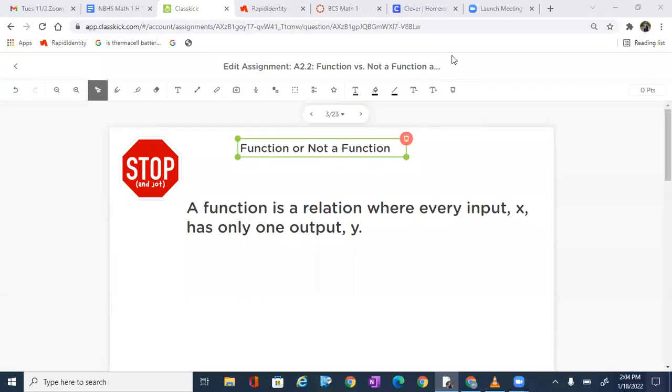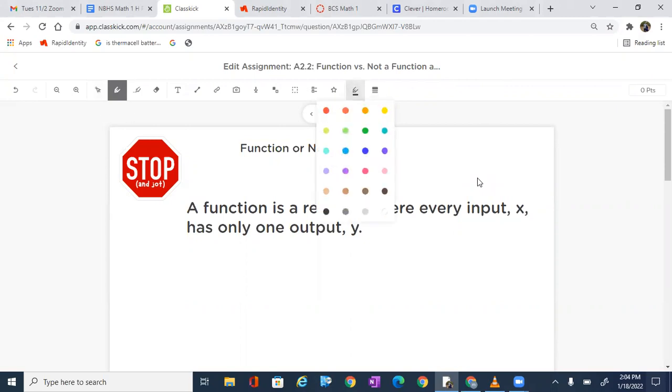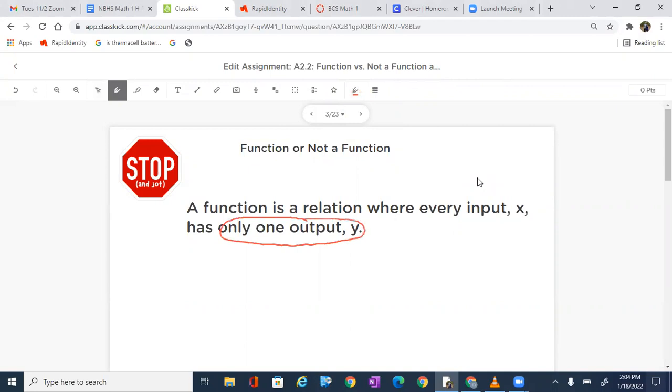All right, we're going to be looking at some data today, and we're going to be focusing on whether that data represents a function or not a function. So let's go ahead and define what a function is. First of all, a function is a relation where every input x has only one output. So for every one x, there is only one y output or one answer for that x.